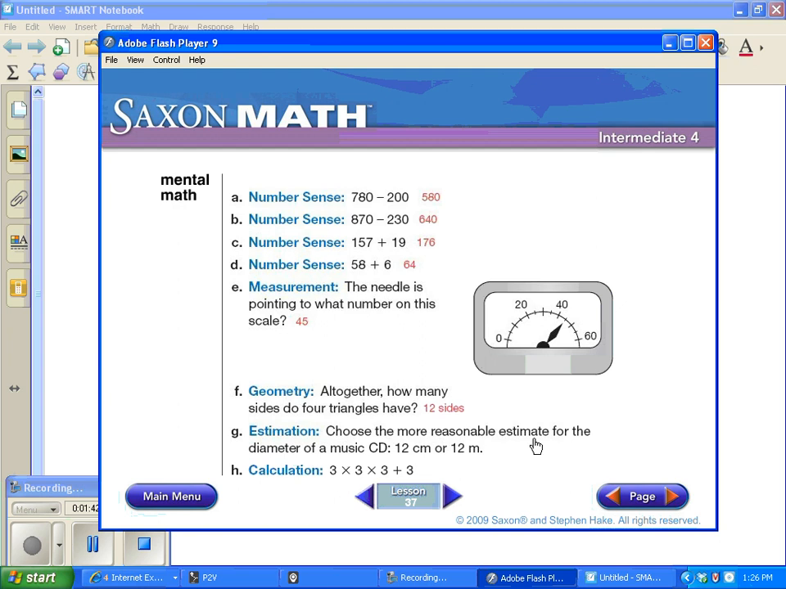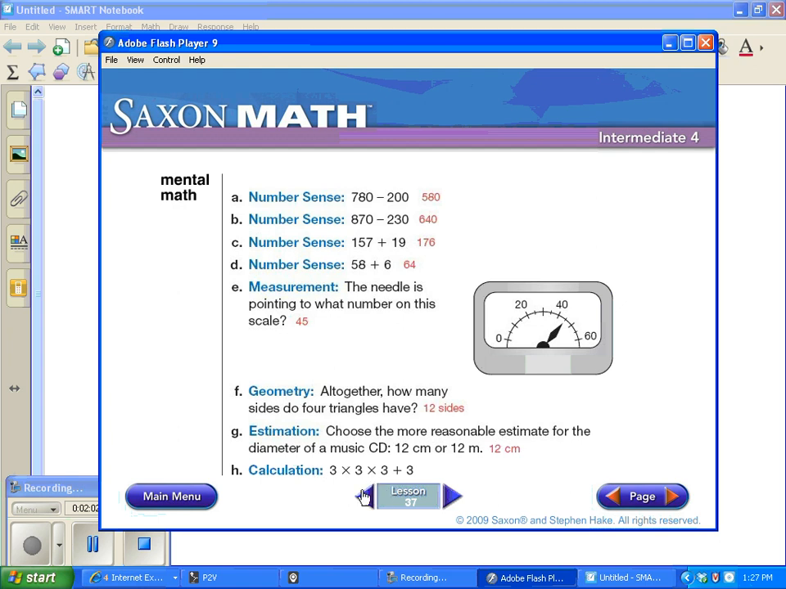Choose the more reasonable estimate for the diameter of a music CD. Would it be more like 12 centimeters or 12 meters? My benchmark for meters is from the floor to the doorknob. So 12 of those lengths would be ginormous. It has to be 12 centimeters.